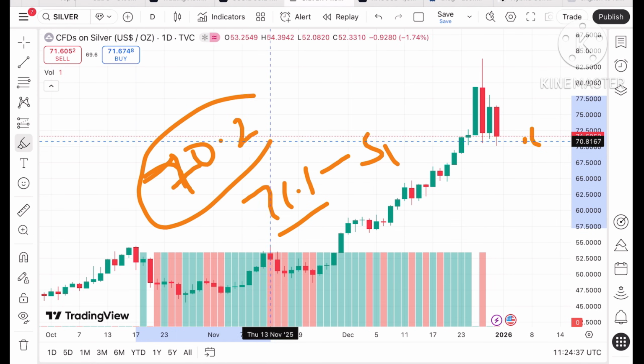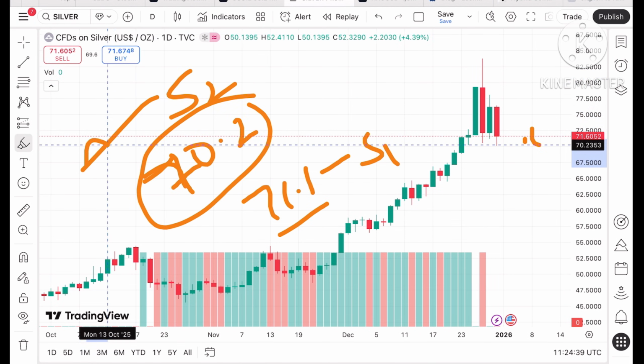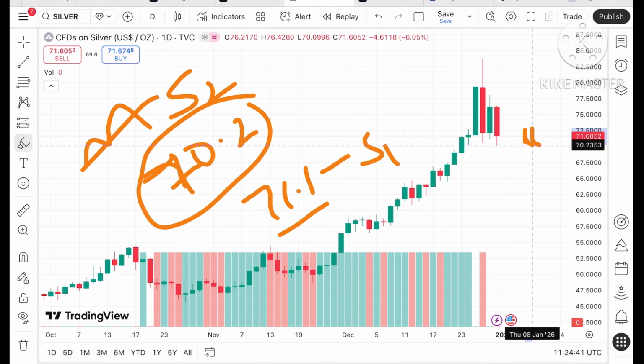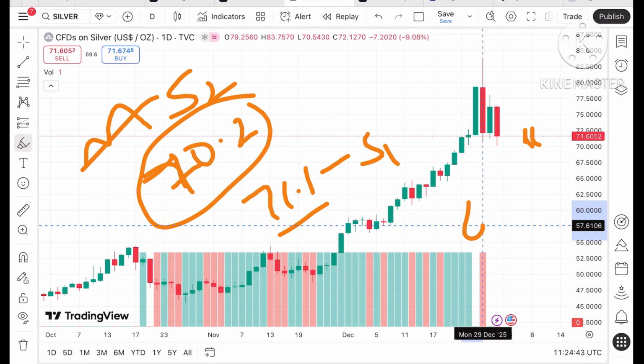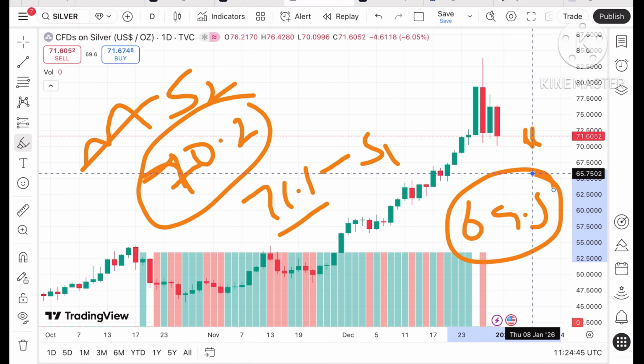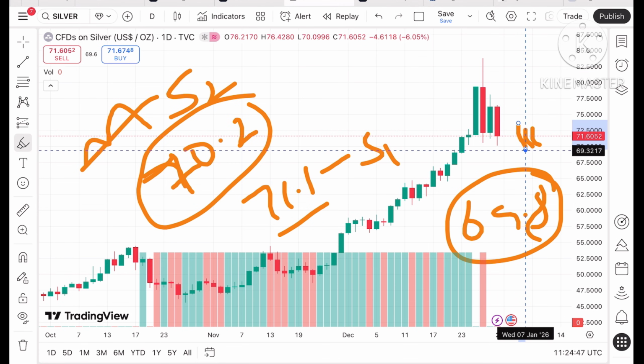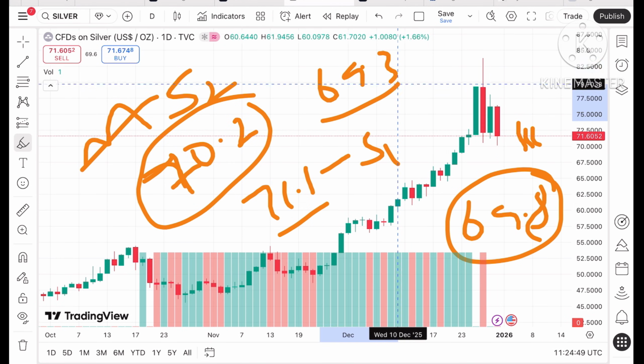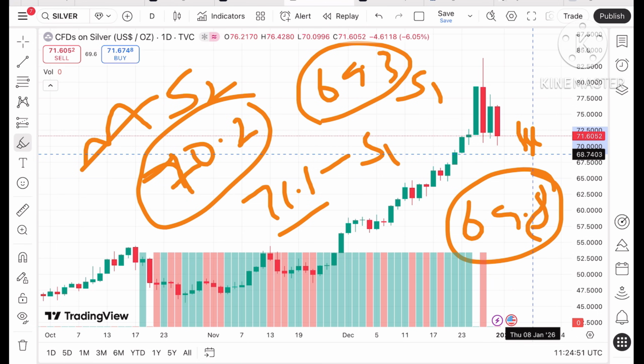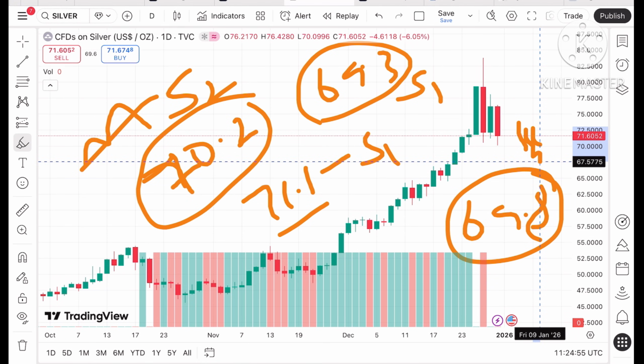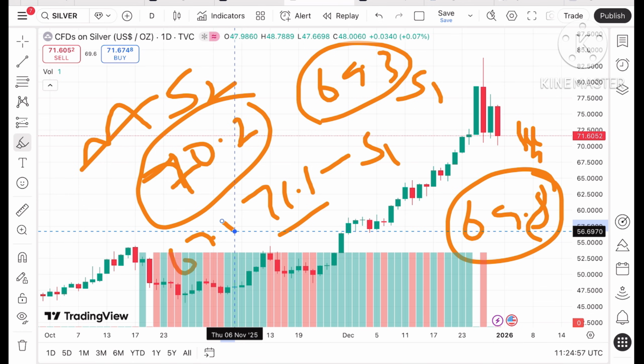This $70.2 is a support too, which is already weak, so we can see the price can fall further down and move towards a level of 69.8. And if the price falls below this level, then directly we can see a level of 69.3, which is support 4, and from there the price will go further down. After this level, directly we can see it can move towards 67.5.